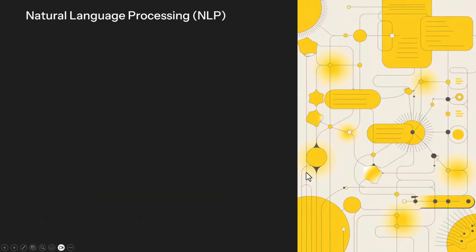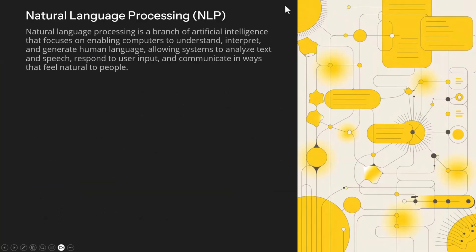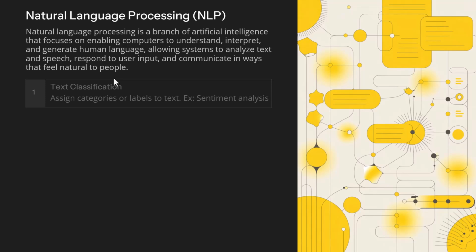And then finally, we have natural language processing, or NLP, and this is the branch of AI that focuses on enabling computers to understand, interpret, and generate anything related to human language, which allows systems to analyze text and speech, respond to user input, and communicate in ways that feel natural to people. So anything that relates in any way to speech or text or language is going to be part of natural language processing.